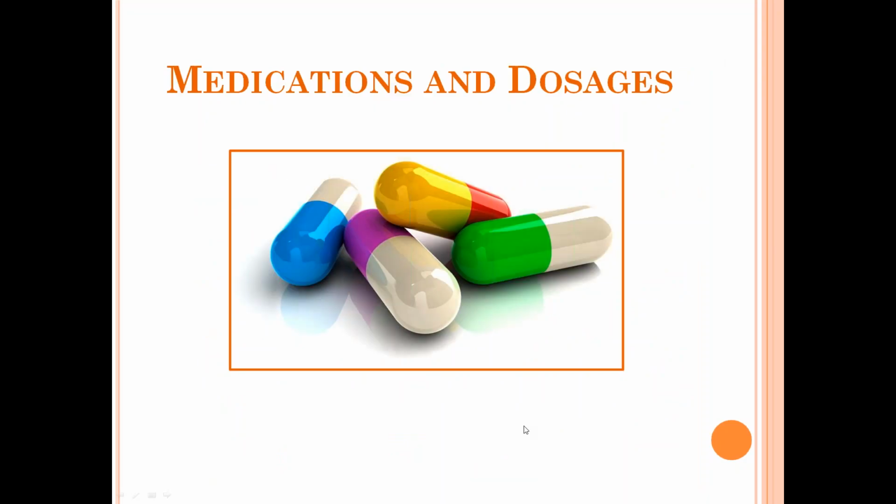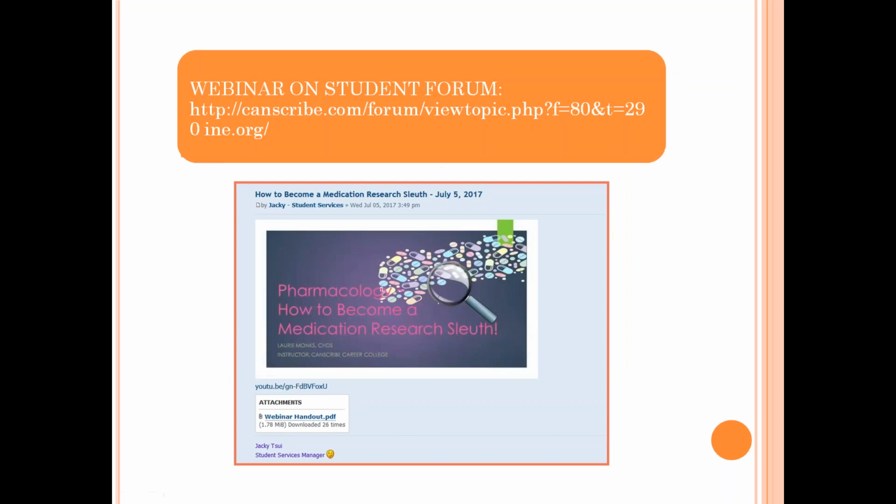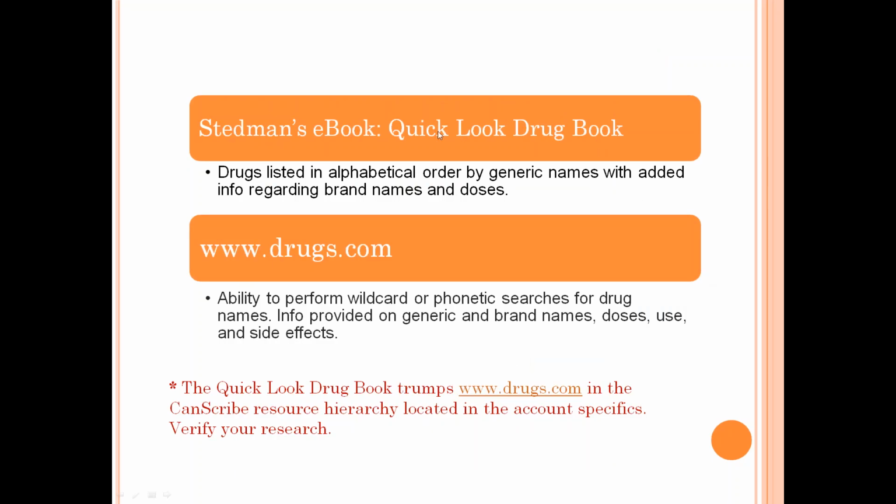Okay, medications and dosages. I'm just going to touch on this. There is a 1-hour webinar that I did in 2017. Here's the link for it, and it's very thorough, and it goes through all the different types of strategies of how to find a medication name or a dose or so on. What can you do if you don't even hear enough of the name to actually do a wildcard search? I go through all of that stuff. All of the stuff I learned the hard way is in that webinar, so I'm not going to go into drugs too much here, but Quick Look Drug Book and drugs.com would be the two main ones.